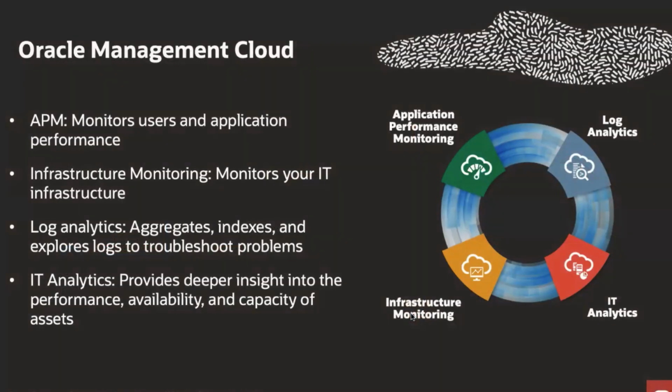There are 4 primary suites in Oracle Management Cloud. Application performance monitoring and infrastructure monitoring examine, as it sounds, your application and infrastructure information respectively. OMC agents will bring in performance, availability, and load metrics for your servers, browsers, anything you're monitoring. IT analytics takes that data coming in and leverages machine learning to generate deeper insights and long-term predictions.